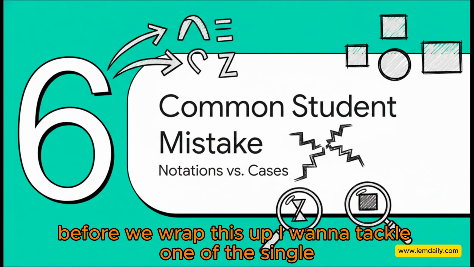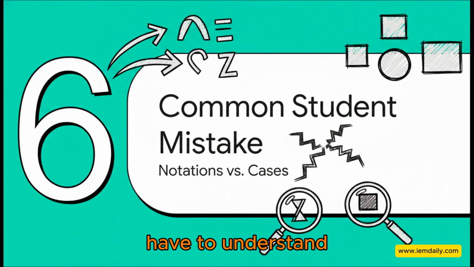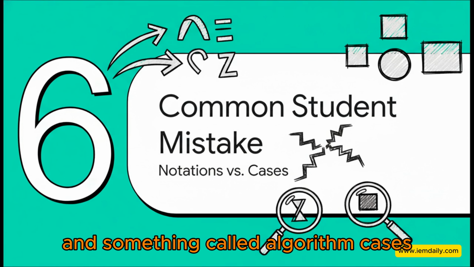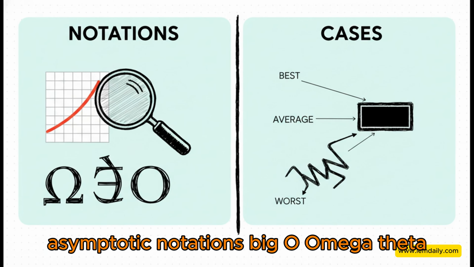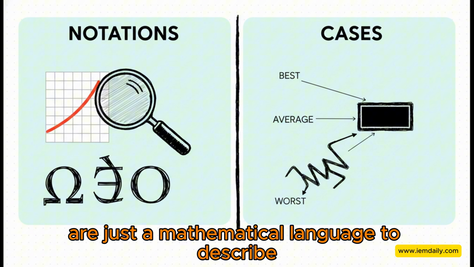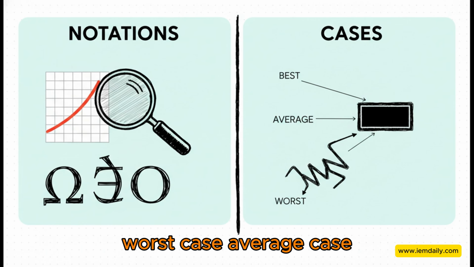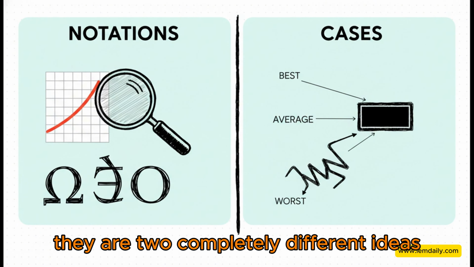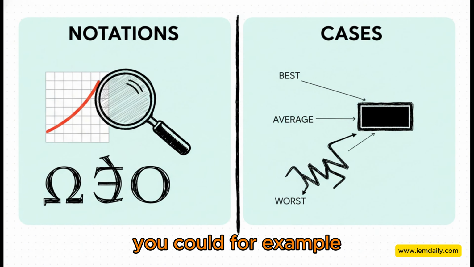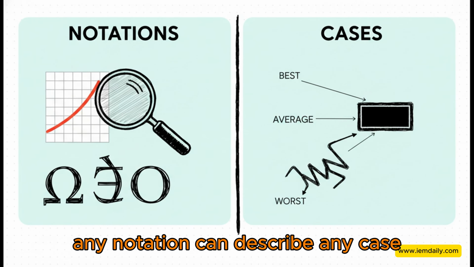Before we wrap this up, I want to tackle one of the single biggest points of confusion for students who are new to this. You absolutely have to understand the difference between these notations and something called algorithm cases. Please burn this into your brain for your exams. Asymptotic notations, big O, omega, theta, are just a mathematical language to describe how fast functions grow, period. Algorithm cases, like best case, worst case, average case, are about the type of input you're giving the algorithm. They are two completely different ideas. You could, for example, describe the worst-case runtime of an algorithm using theta notation. Any notation can describe any case.